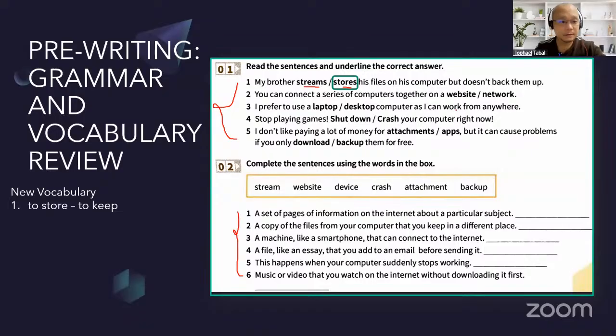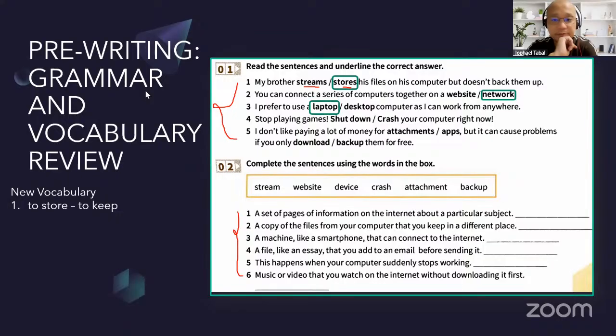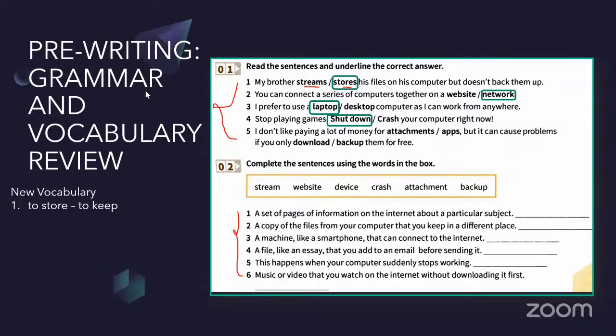Number 2 is network. You can connect a series of computers together on a network. Very good. And number 3, what's your number 3, Clara? Number 3, a laptop. Yes, a laptop. And number 4? Number 4 is shutdown. Yeah, shut down, meaning turn off. Very good. Number 5? I think app.